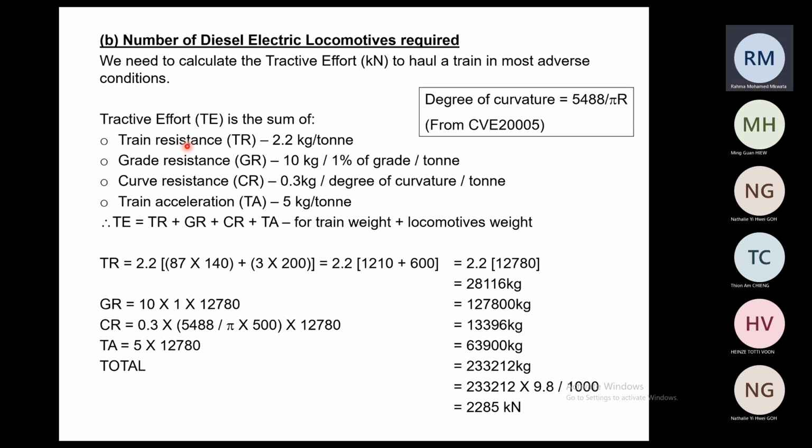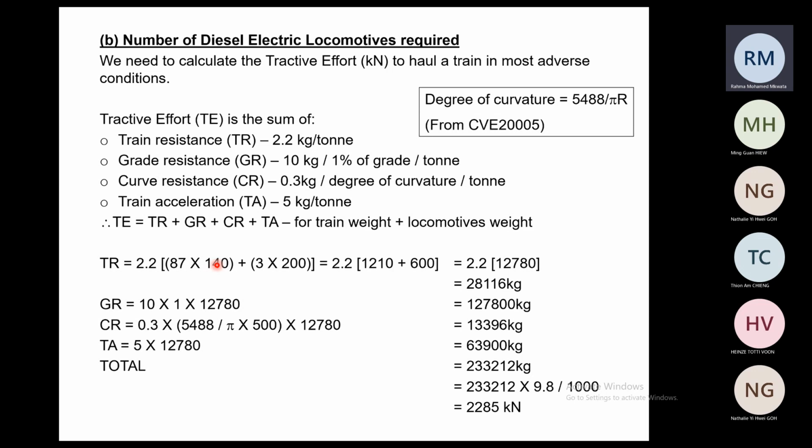So we need to account for train weight and locomotive's weight. The train resistance is 2.2 kg per ton. So we have to calculate how many tons we have for the entire train. We know that there are 87 wagons, and each wagon is 140 tons: 25 empty plus 115 for the loading.